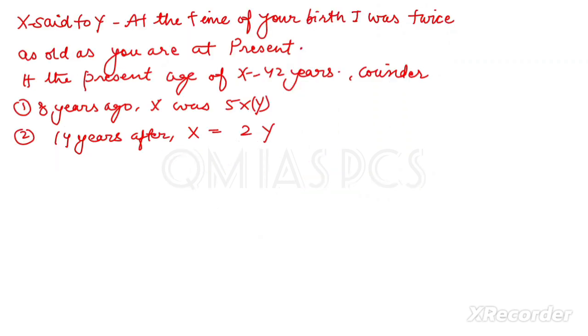Okay, this question is from UPSC 2021. The question is given like, x said to y, at the time of your birth I was twice as old as you are at present. Okay, I mean this is a similar question to 2024. And if the present age of x is given as 42 years, consider the following statement: 8 years ago x was 5 times of y.